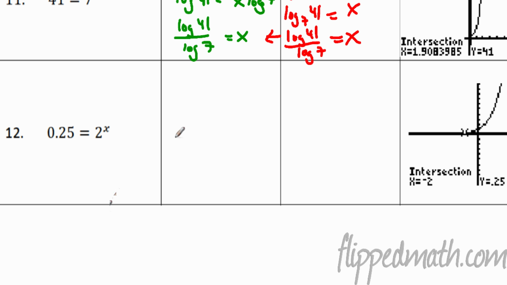Do number 12 all by yourself. First, take the log of both sides. That's the bean method. Then the Bruss method. By the way, you don't have to remember that bean is this and Bruss is that. You just have to remember how to do it. So take the log of both sides, or you can make the logs cancel, or you can graph it. Go ahead. Do number 12 by yourself. Go!